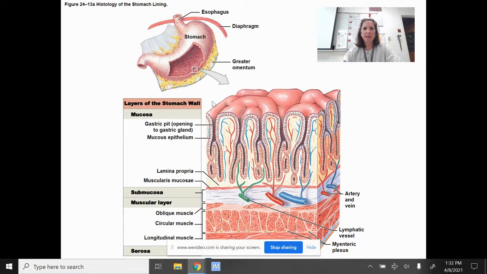So the rugae right here, if you go down, you can see there are those pits. And then this is going to show you the muscular layer, the submucosa, and this is a mucosa layer. So the gastric pit opening is right here.